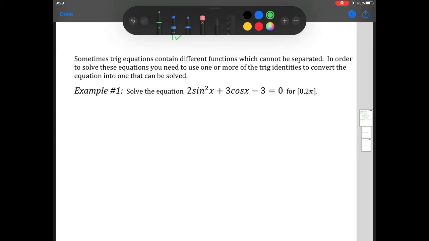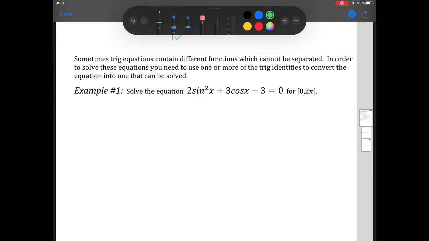Okay, so now let's get started with the lesson. It says sometimes trig equations contain different functions which cannot be separated. In order to solve these equations, you need to use one or more of the trig identities to convert the equations into one that can be solved. So this lesson is basically a combination of your identities and your equations. When you see more than one trig function in an equation, you might want to substitute with a known identity.